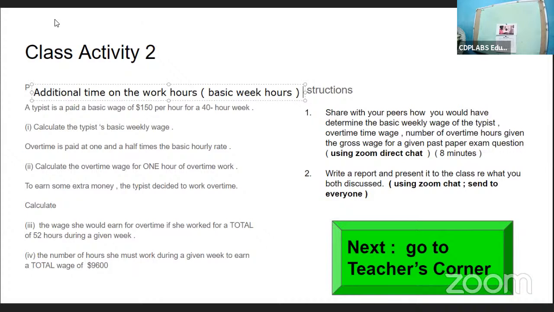1.5 by the basic hourly rate. So my question now, in this question, what would be the basic hourly rate?